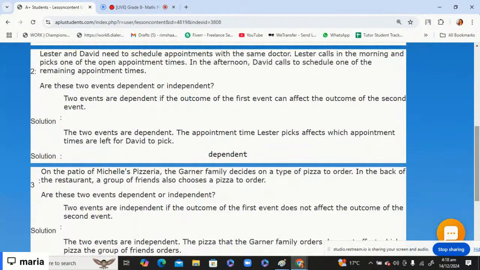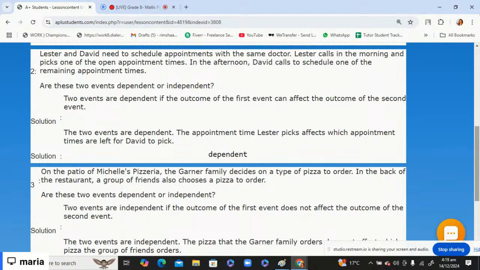Let's see this question. Lester and David need to schedule appointments with the same doctor. Lester calls in the morning and picks one of the open appointment times. In the afternoon, David calls to schedule one of the remaining appointment times. Okay, are these two events dependent or independent?